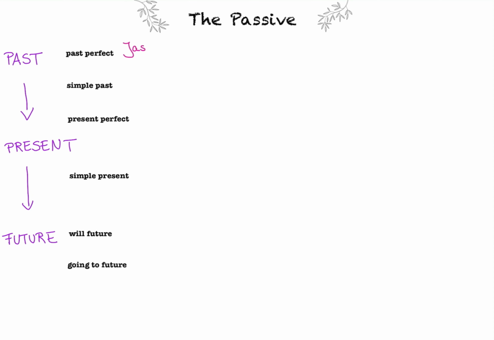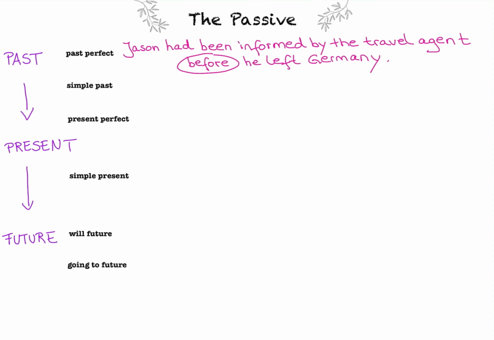Let's start with the past perfect, which always suggests that something had happened before another action took place in the past. What we need for the passive form in the past perfect is had plus been plus third form of the verb, which is not obvious here since inform is a regular verb. You can add the by agent because the passive generally implies that the work is done by somebody else.